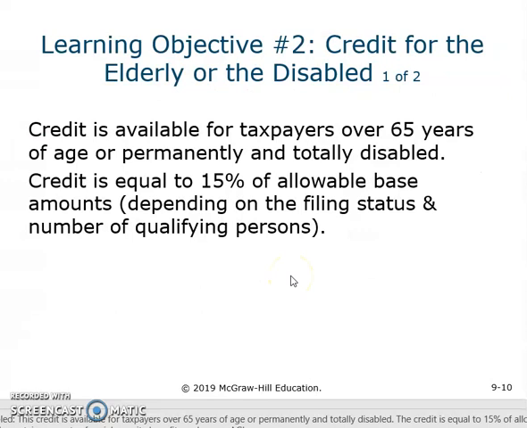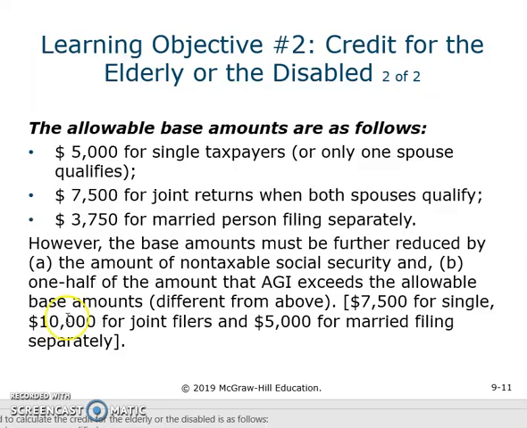So next we're going to talk about the credit for the elderly or disabled. This credit is available for taxpayers who are age 65 years of age or permanently and totally disabled. The credit is equal to 15% of the allowable base amount, depending on the filing status and number of qualifying persons. The allowable base amounts are $5,000 for single taxpayers, or if only one spouse qualifies, $7,500 for joint filers when both spouses qualify, or $3,750 for married people filing separately.